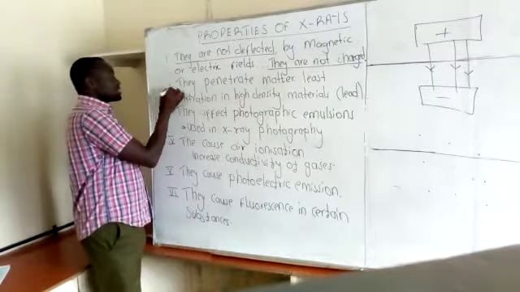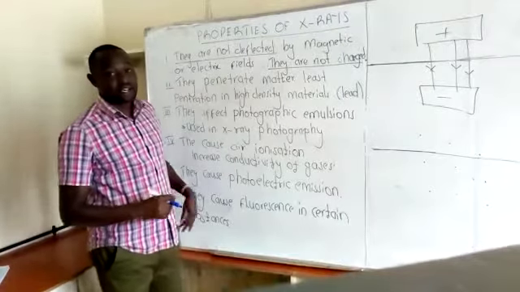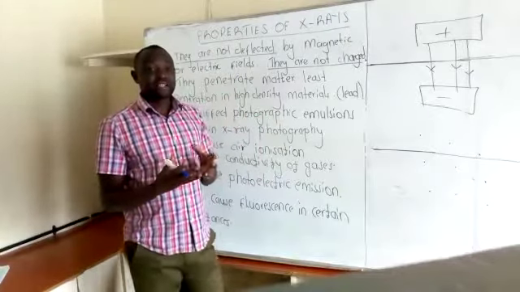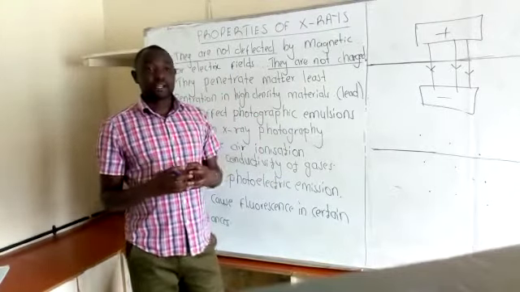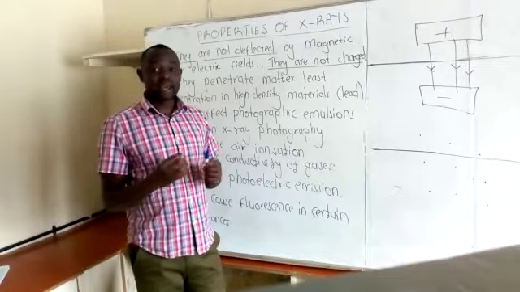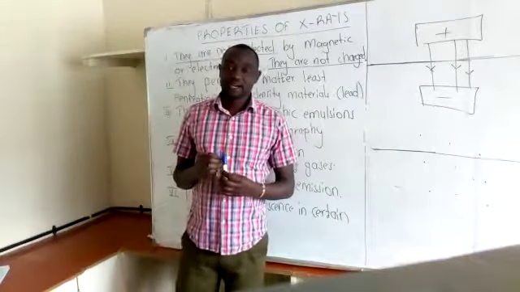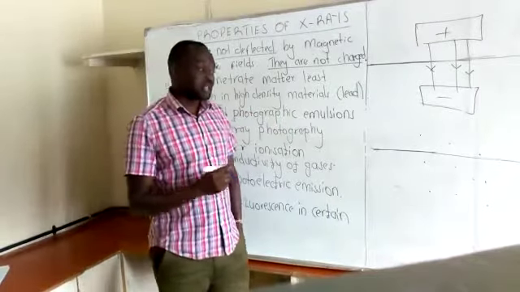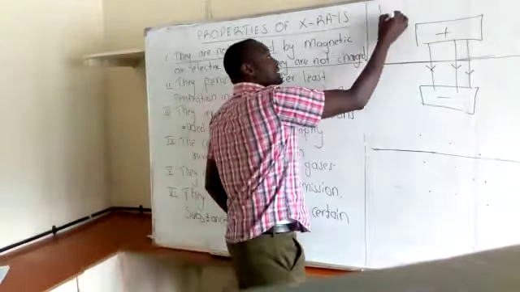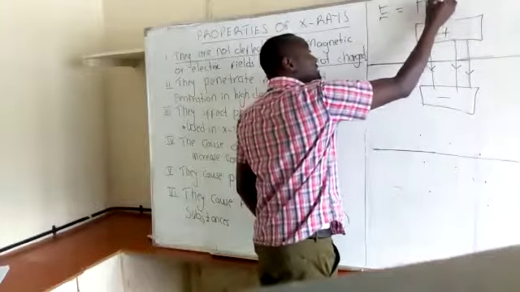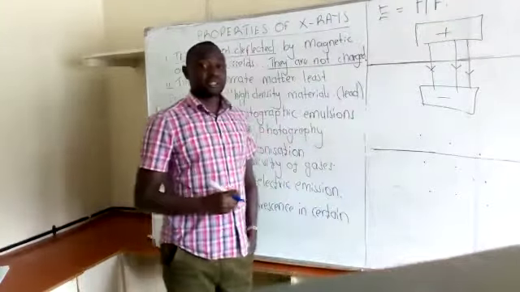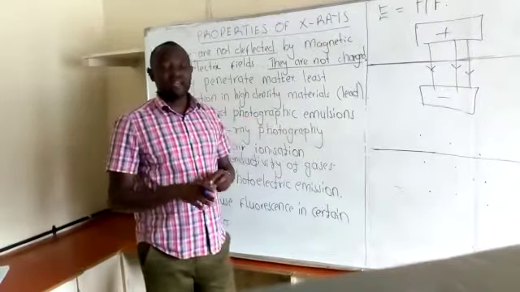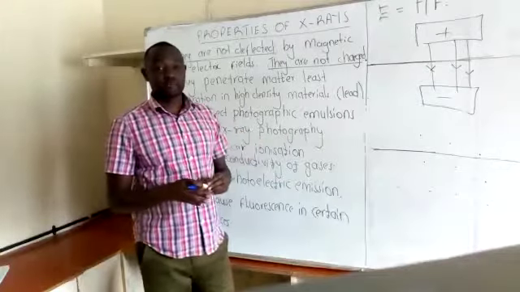The second property of X-rays is that they are able to penetrate matter. They have energy, like we saw in the electromagnetic spectrum. Remember, X-rays are part of the electromagnetic spectrum, and all the waves of the electromagnetic spectrum carry energy. And we calculate this energy as Planck's constant times the frequency of these waves. So this energy, when the X-rays fall on any material, they are able to penetrate the material.